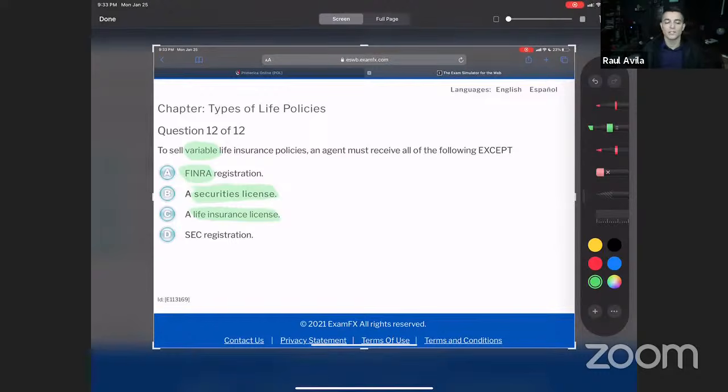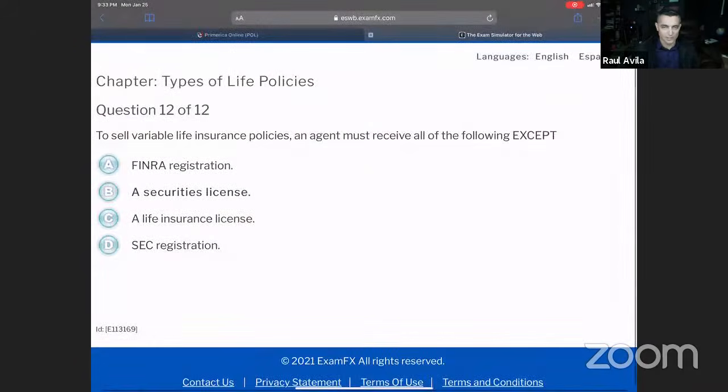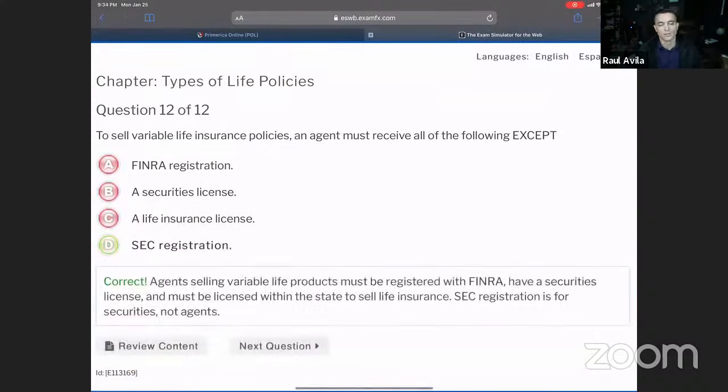You do not need the SEC to get involved. That's a regulatory agency, yes, but it governs other types of things, not people that are securities licensed. They govern more like fraud of securities, white collar crimes of securities, okay? So go ahead and screenshot that question. Awesome.